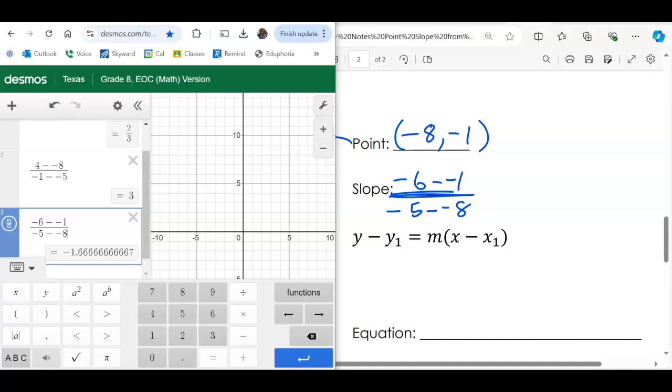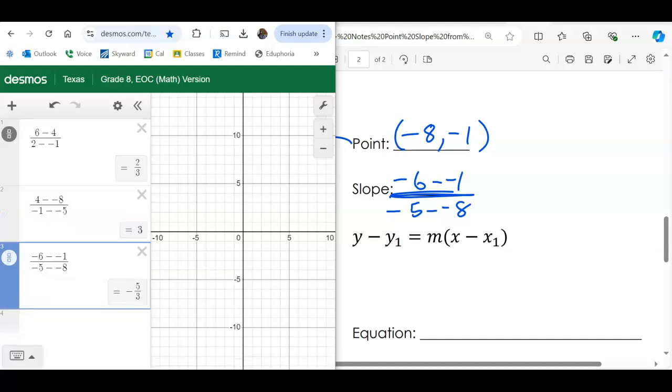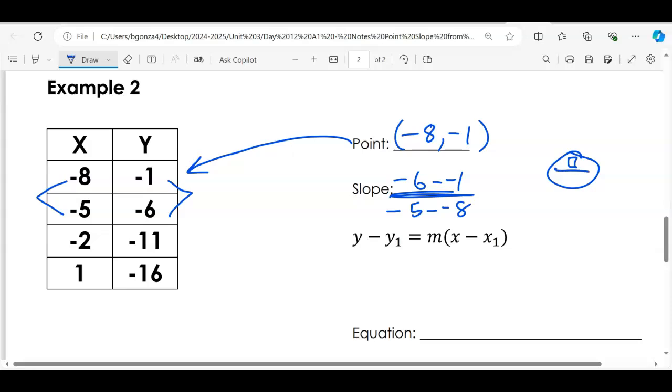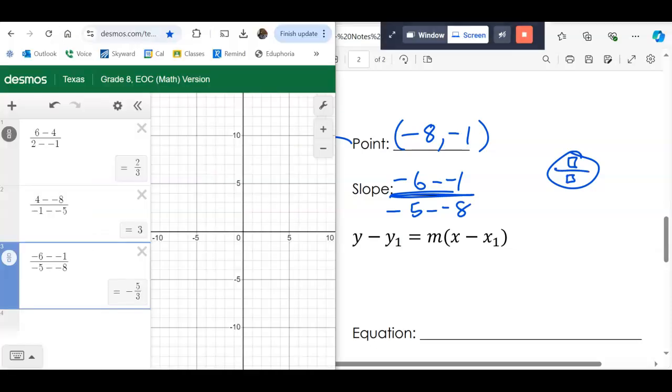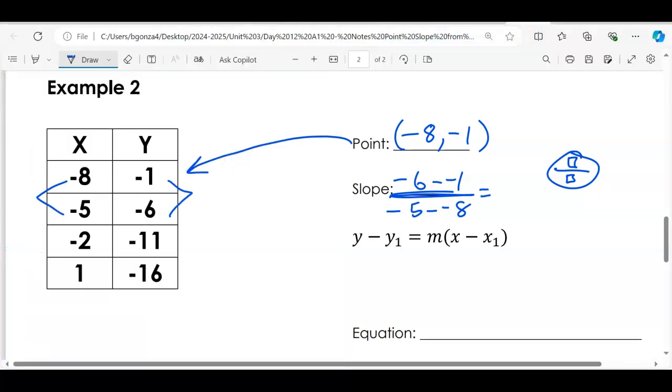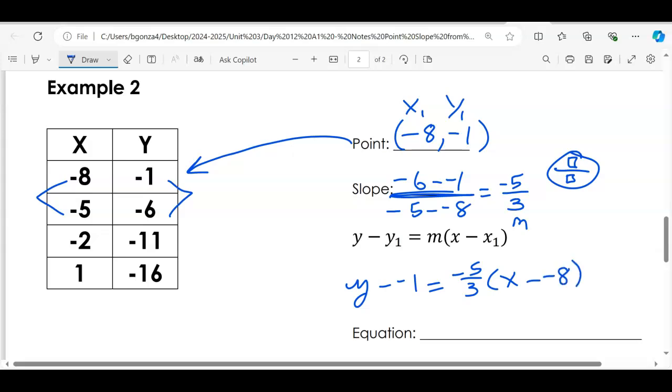When you get a decimal, click the fraction button, right? And we got -5/3. All right. So now I have x1, y1, and m. So y minus -1 equals -5/3, x minus -8. And we know minus a negative means plus.